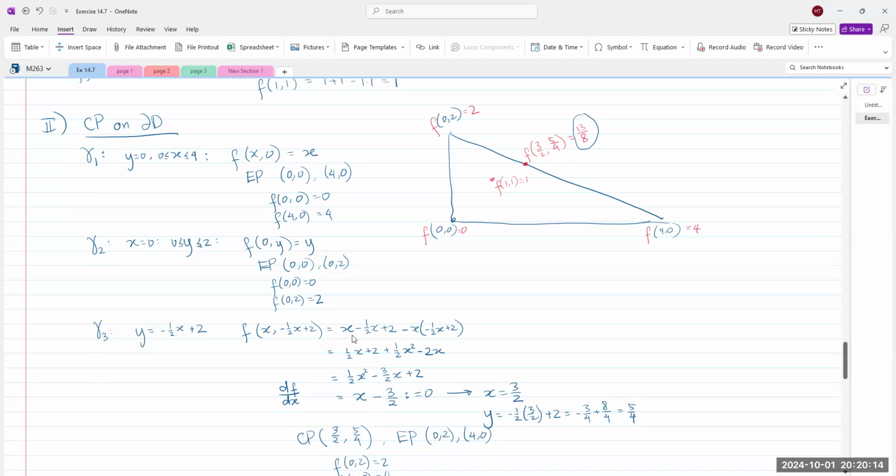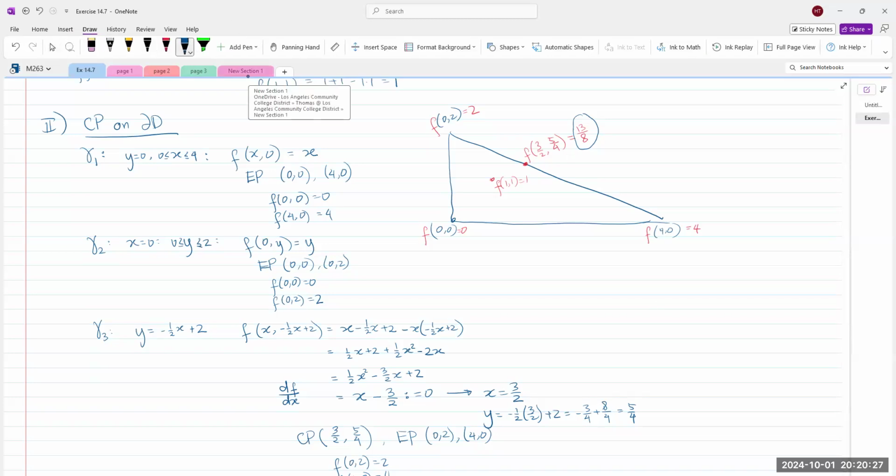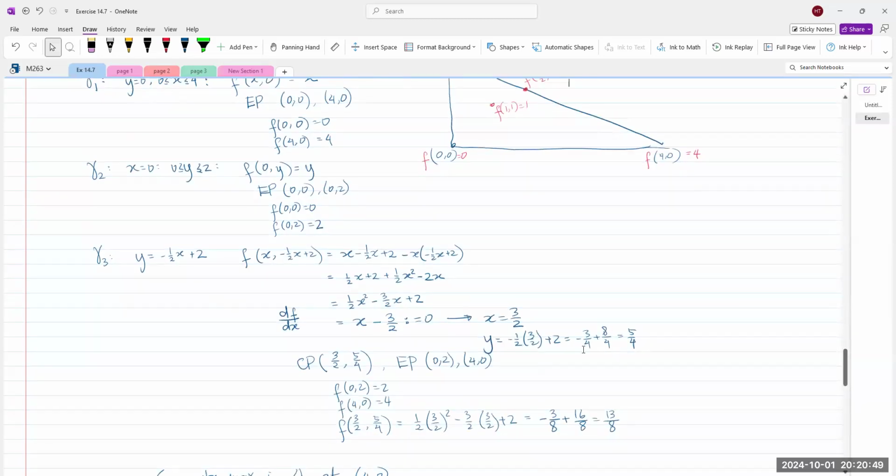So I plugged it in here, x plus y minus xy. Hold on. See, I made a mistake again. Oh yeah, that's positive 1/2. What am I doing? That's correct. 1/2 x squared minus 3/2 x plus 2. And the derivative with respect to x will be just x minus 3/2. That gives us critical value x equals 3/2, and y will be negative 3/4 plus 8/4. That's 5/4.